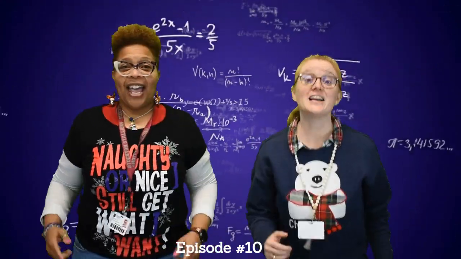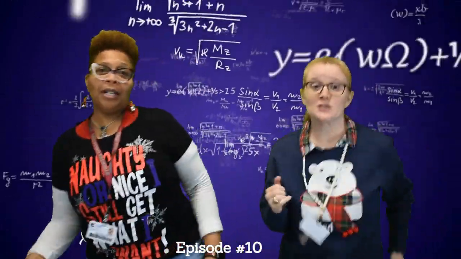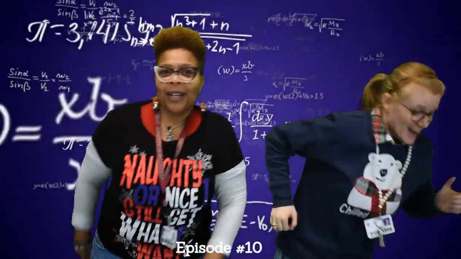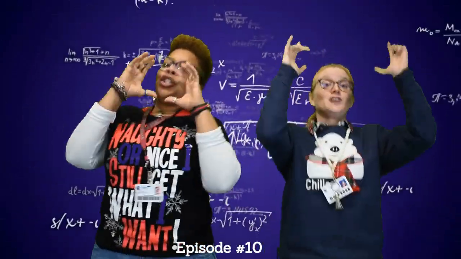A squared plus b squared equals c squared.